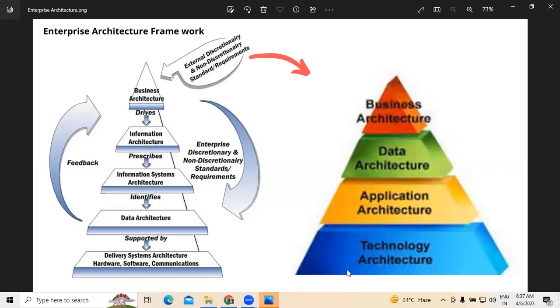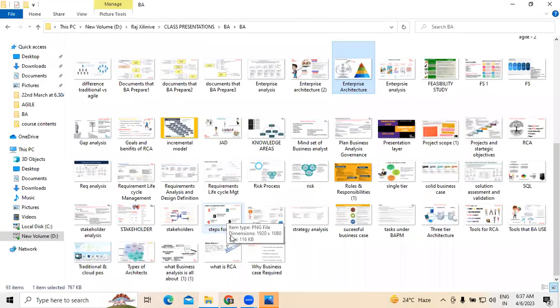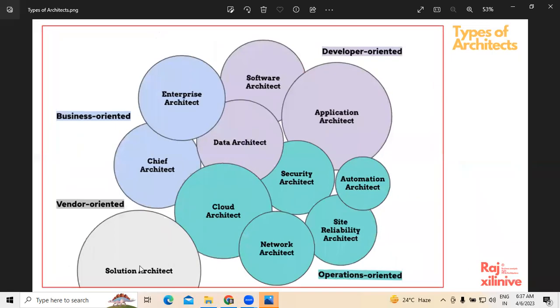Because architects are of different types, there are a lot of architectures and architects. So this is not one or two. There are different types of architectures or architects available. So these are the different types of architect roles, I can say. Rather than everything, I can always say that the architect roles you can see here are the different roles of architecture.